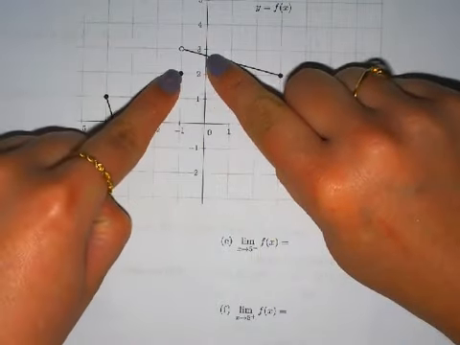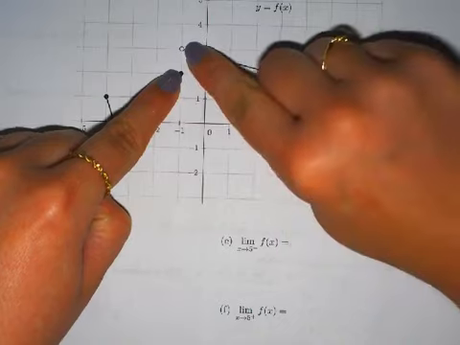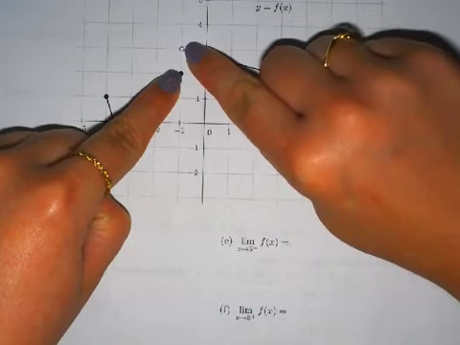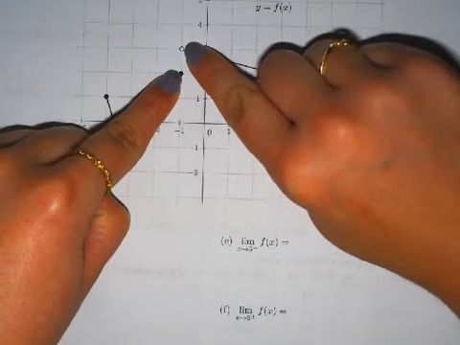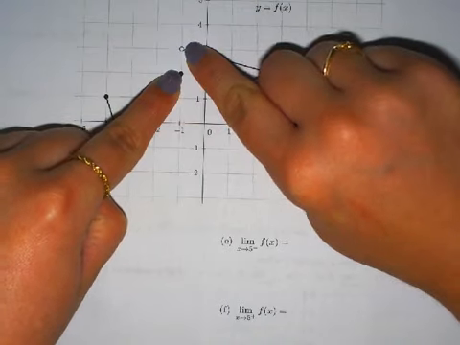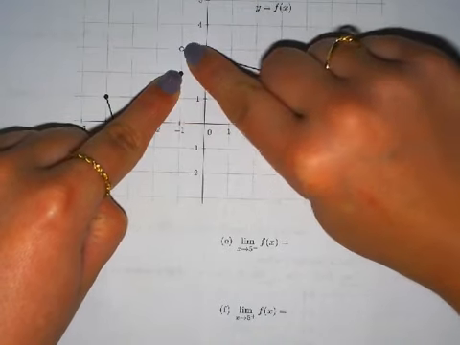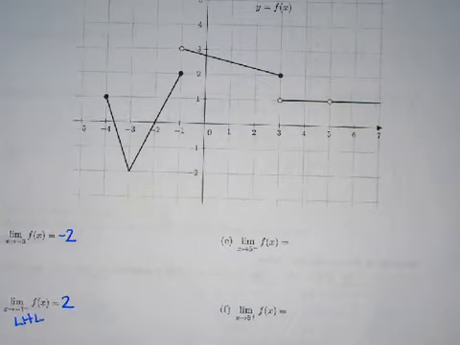As I approach from the left, I get to 2, and as I approach from the right, I get to 3. My fingers do not meet. My answer is D and E. I can't say, well, I like the one that's colored in better, or I like the open circle better. We can't choose between 2 and 3. We just say does not exist.